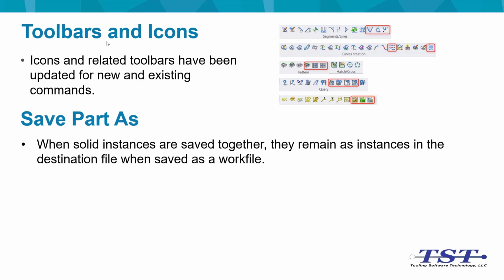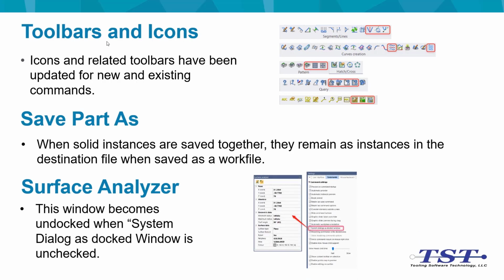Within Save Part As, you now have the ability to save out solid instances. So if you have an instance in a file, Save Part As now has the capability of including that instance. You used to only be able to do this in Save As. Now you can do it in Save Part As. And within Surface Analyzer, you have the capability of undocking or docking this icon to make the dialog bigger. So this command is included in the system dialogs as docked windows as well.